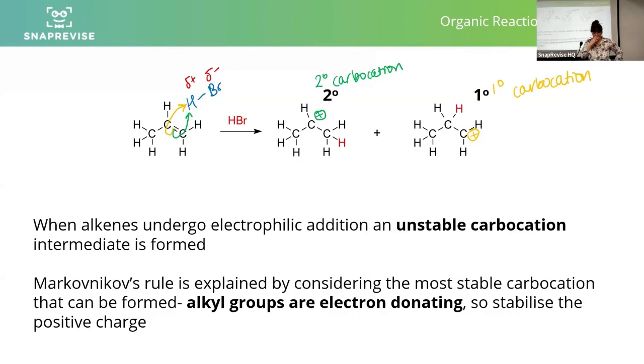Secondary, primary. Okay, when alkenes undergo electrophilic addition, an unstable carbocation intermediate is formed. Markovnikov's rule is explained by considering the most stable carbocation that can be formed. Alkyl groups, so carbon-based groups, are electron donating. That means because carbon is not very electronegative, it doesn't hog electrons. So if something is requiring electron density, it allows the electron density to be given to it. Alkyl groups are electron donating.